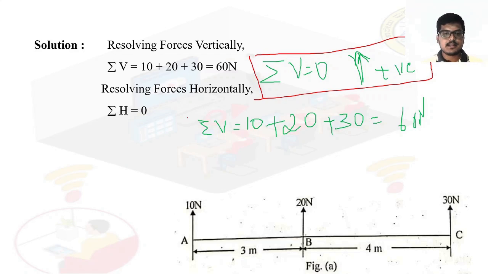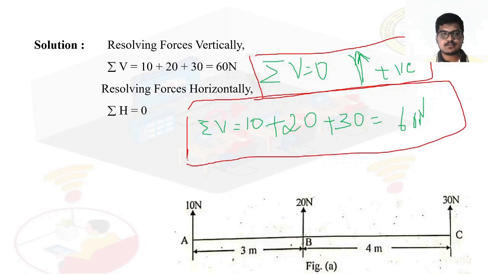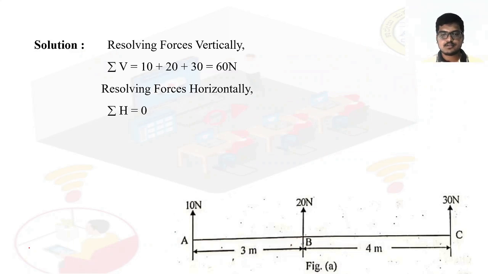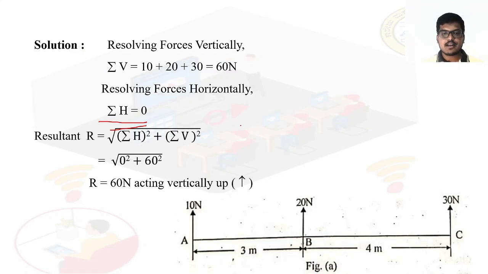Then I just resolved the forces in vertical. I summed up the vertical forces, 10 plus 20 plus 30 is equal to 60 Newton. Now resolving forces horizontally, can you see any horizontal force? On A, are you seeing any force? No horizontal forces are there. So sigma H is equal to 0 and sigma V is equal to 60 Newton. Now we can find the resultant. How? We have the formula.